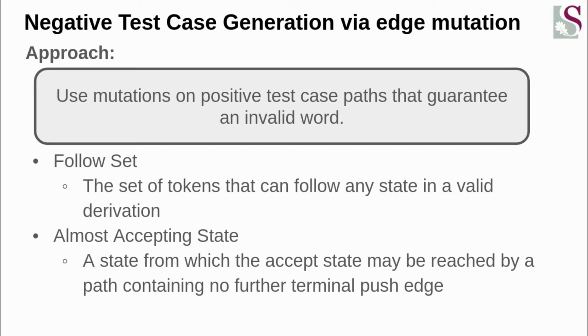So in order to do this, we define two concepts, namely the follow set, which is just the set of all tokens that can follow any state in a valid derivation, and the almost accepting state, which is just any state from which we may reach the accept state without traversing any further terminal push edges.